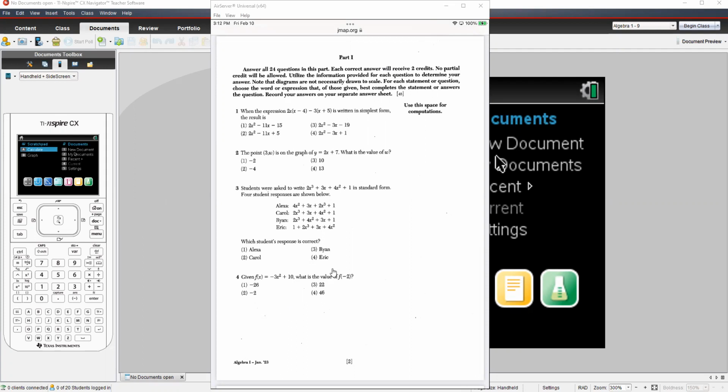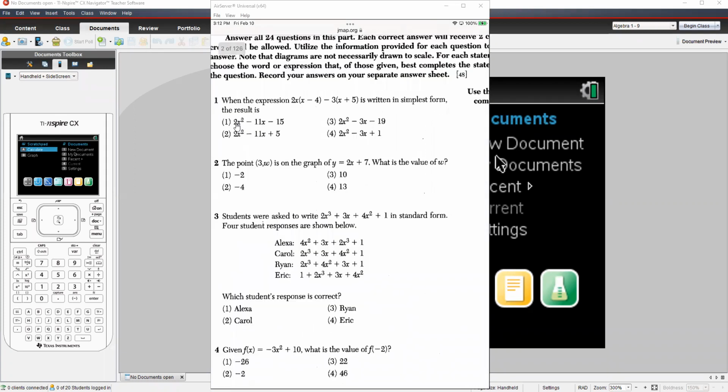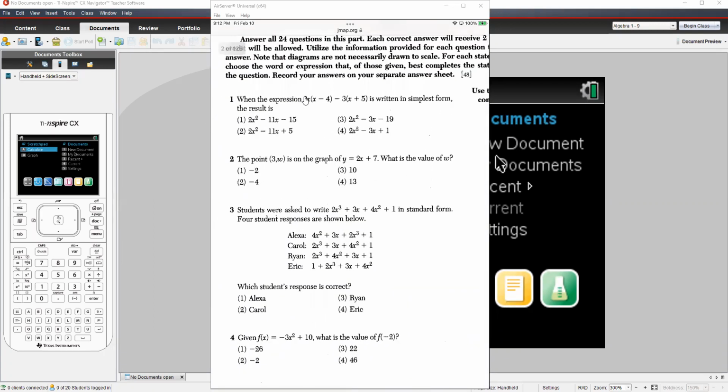So I'm going to start, and I'm just going to create a video for each question. So I'll keep it simple and try to keep it short. All right. So the very first one that we have on my iPad, it says, when the expression 2x times the quantity x minus 4, take away 3 times x plus 5 is written in simplest form, they want us to come up with the result.